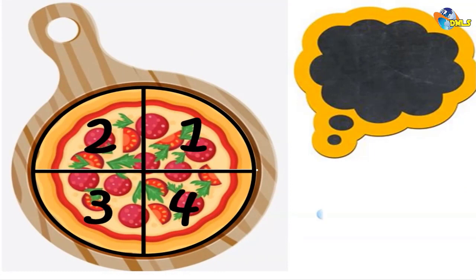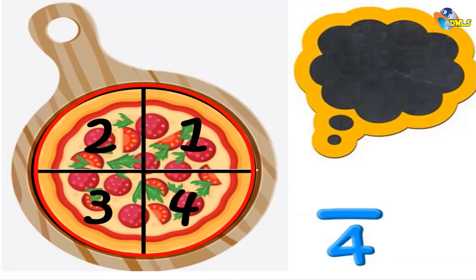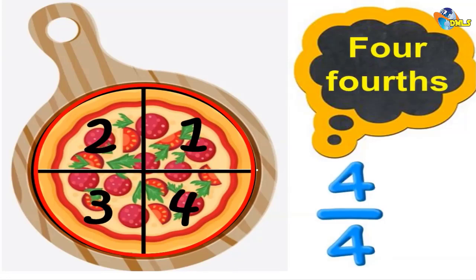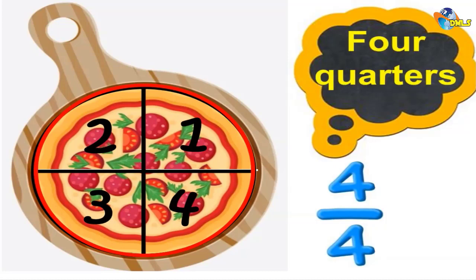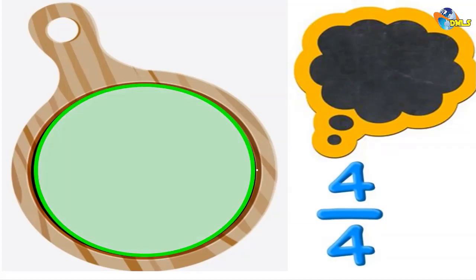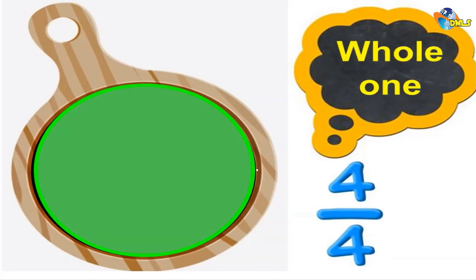Here I write 4 on the bottom and I take all 4 parts. So I write 4 over 4. It's called 4 quarters. And that means I eat all the pizza. So that's equal to whole 1.